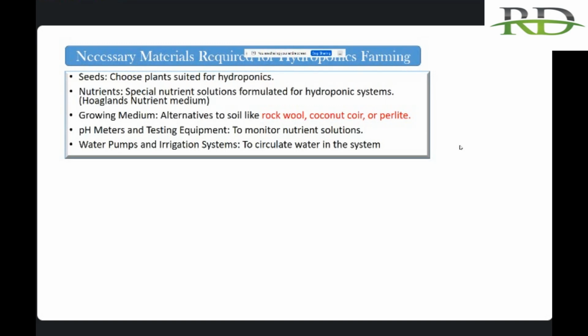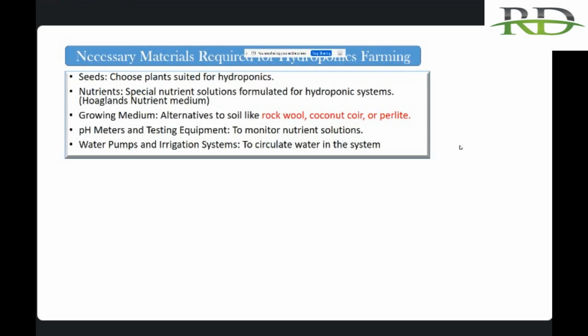Again, there is a ready-made packet also you can get. You can get a sachet packet for 1 liter. You can dissolve it and then you can use it. For the growing medium, you can use coco peat, vermiculite, and alternatives. Okay, and just keep on monitoring the pH and the EC of all the nutrient solutions.